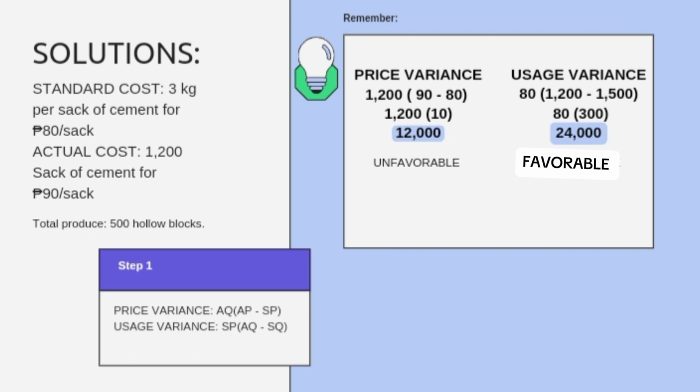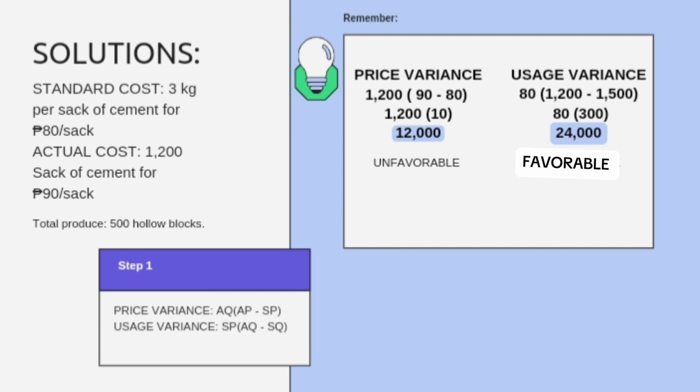And now let's try to solve for usage variance. First, follow the formula, which is the standard price multiplied by the actual quantity minus standard quantity. In the problem, standard price is equal to 80, the actual quantity is equal to 1,200, and the standard quantity is equal to 1,500. The standard quantity is not given in the problem, so we need to solve for it.